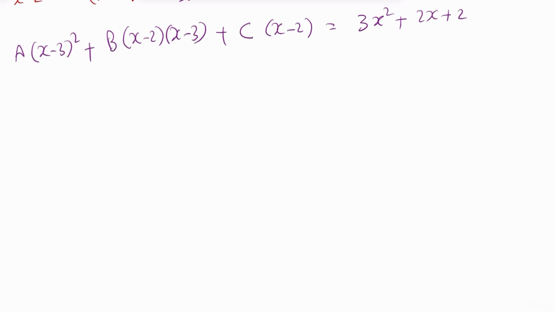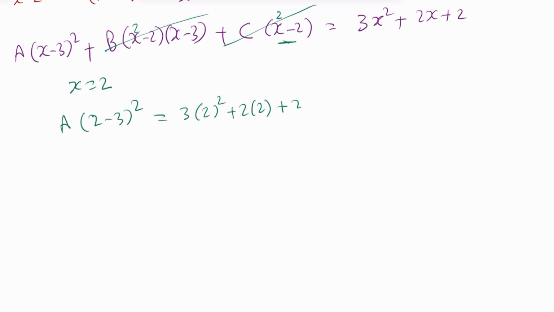Again, we have four variables A, B, C, and x, and only one equation, which is impossible to solve like that. So we need to get rid of three of these and come up with only one variable. To do that, let's look at the x minus 2 here and let x equal to 2. If you put 2 here, this is gonna be 0, and the same idea here, this is gonna be 0. So you come up with the value of A as 2 minus 3 all power 2 equals 3, and here to multiply by 2 squared plus 2 multiplied by 2 plus 2. After you simplify this, you come up with A equals 18, and this is the value of A.